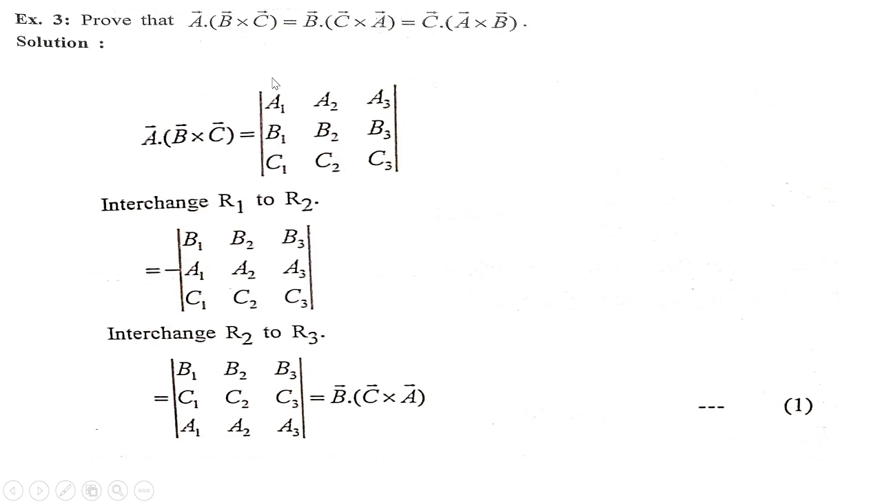And r2 is a1 a2 a3. So that is equal to minus the determinant of b1 b2 b3, a1 a2 a3, c1 c2 c3. Again interchange r2 to r3. So that is equal to the determinant of b1 b2 b3, c1 c2 c3, a1 a2 a3. That is equal to b bar dot c bar cross a bar.